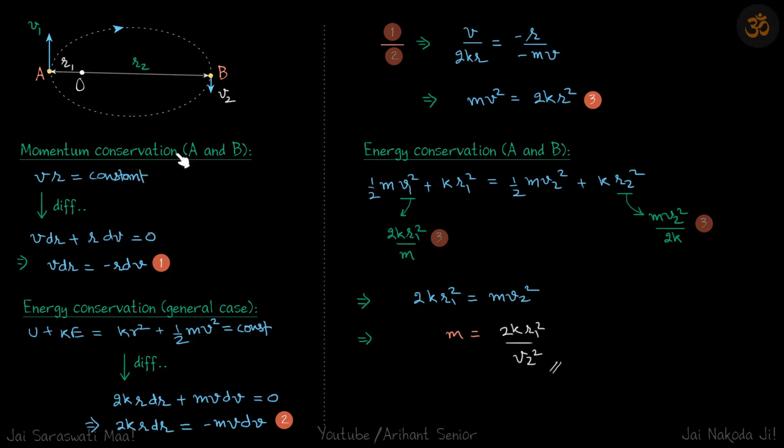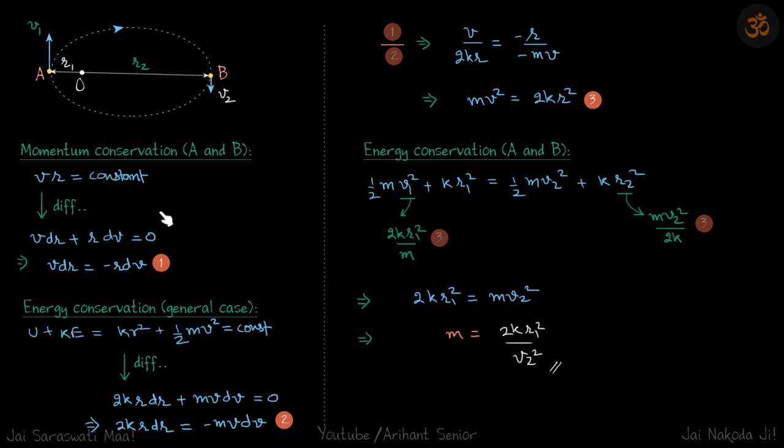Here we conserve momentum on points A and B because only at points A and B the angular momentum will be v into r. At other points there will be a sine theta component also. So we can write vr only for points A and B. But here this is a general case, so for any point we can say the energy kr square plus half mv square is constant. We differentiate it, so we get 2k r dr plus mv dv is equal to 0, and this equation.